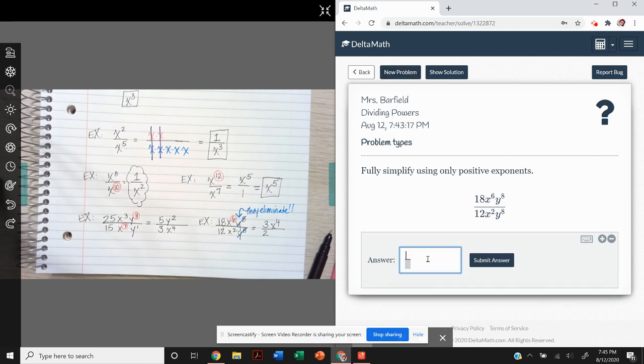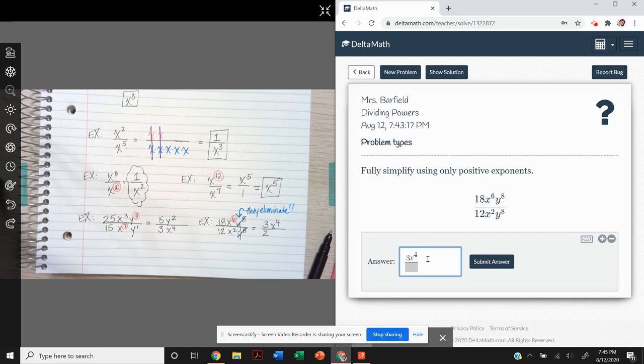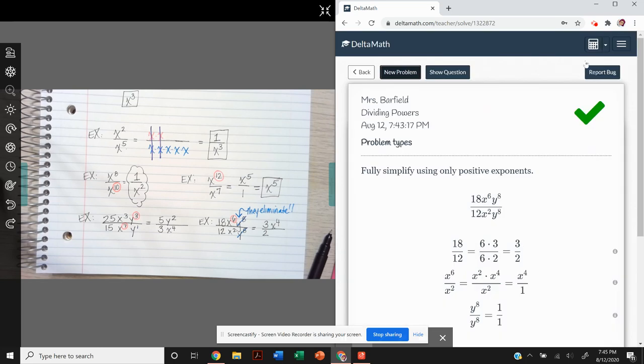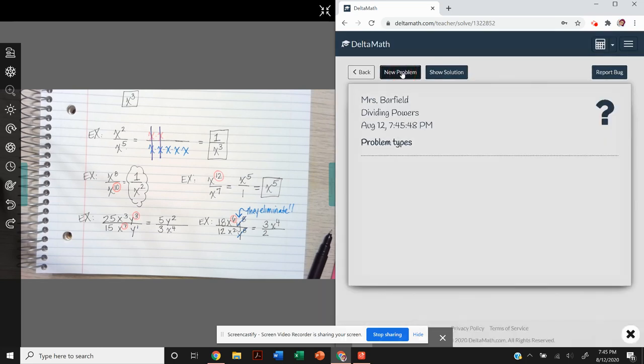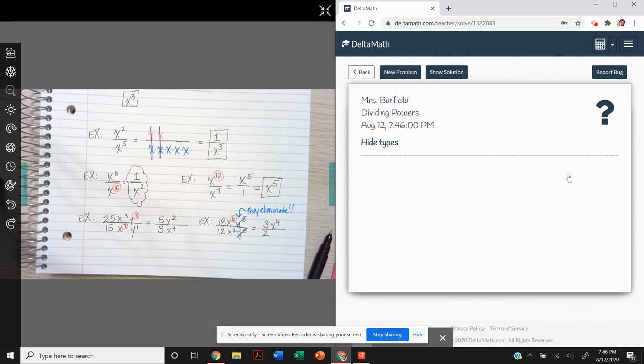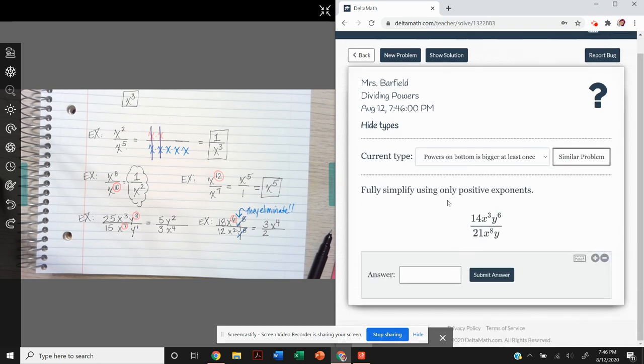All right, so I'm going to go over here. I'm going to type the division symbol first, so I get my fraction. I'm going to type 3x to the 4th, and then in the denominator, 2. Submit my answer. Yes. There we go. All right. I'm just checking to make sure. All right. Let's do one more problem.